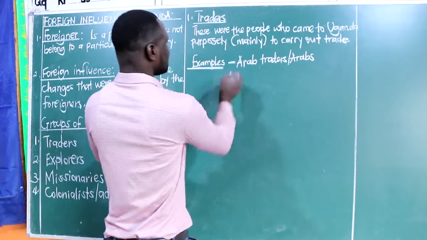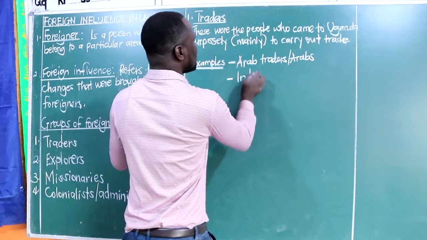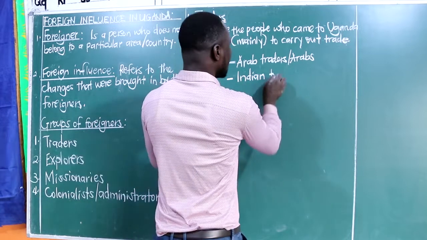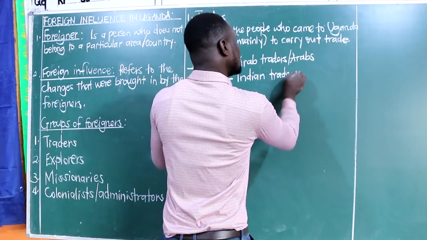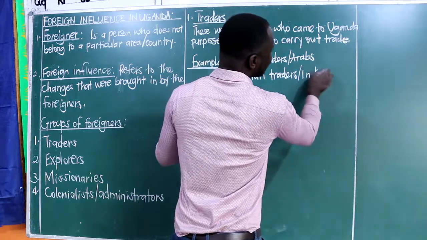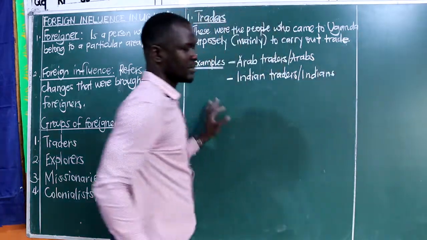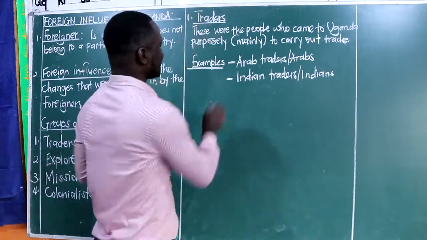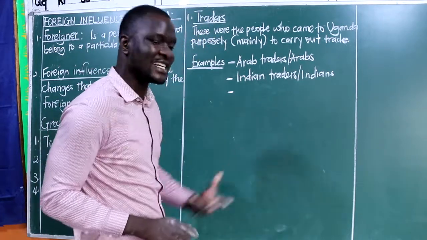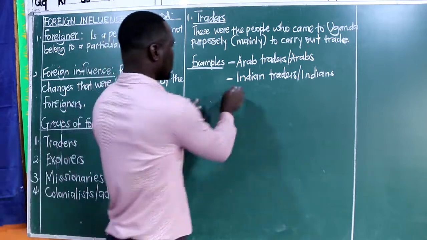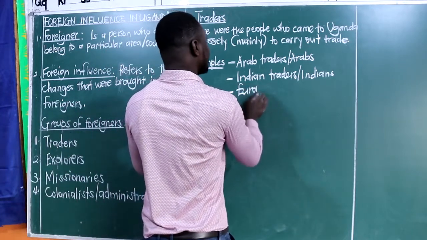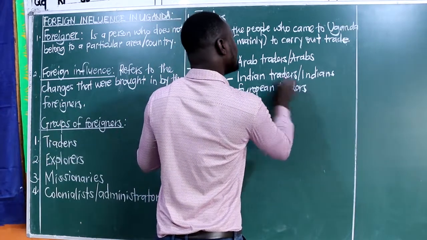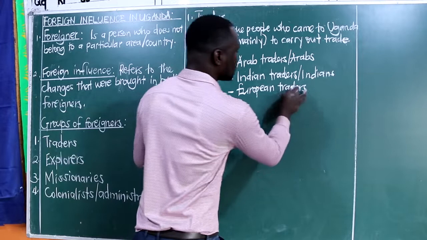Second group, we had the people who came from India. We call them Indian traders. We can also call them Indians only. That is another one under traders. Next, we had those traders that came from Europe. We call them European traders. They came from Europe purposely to carry out trade.